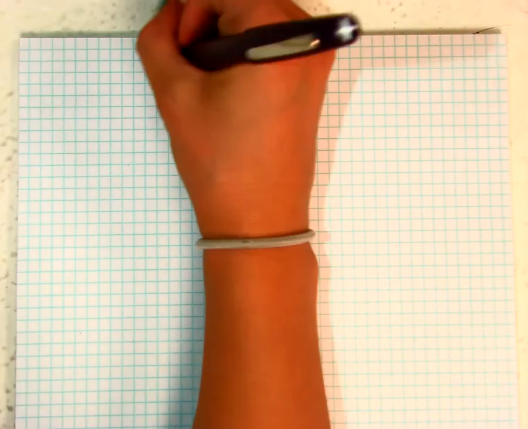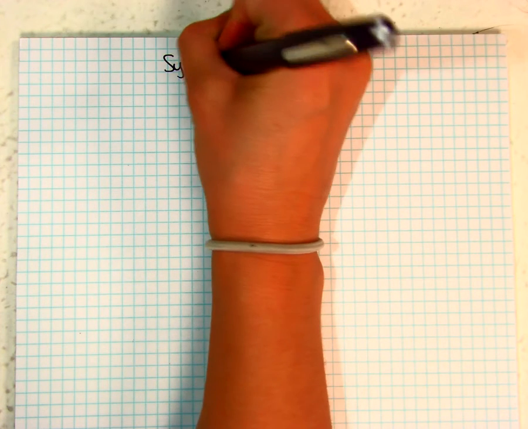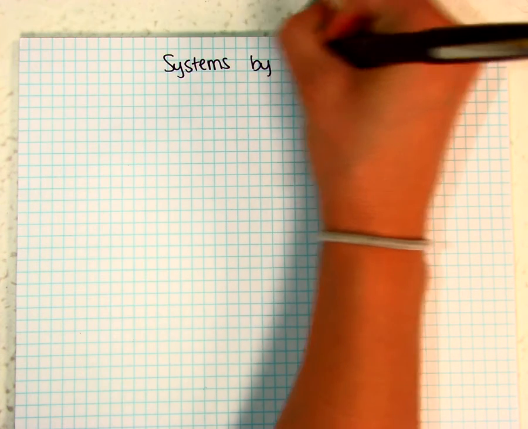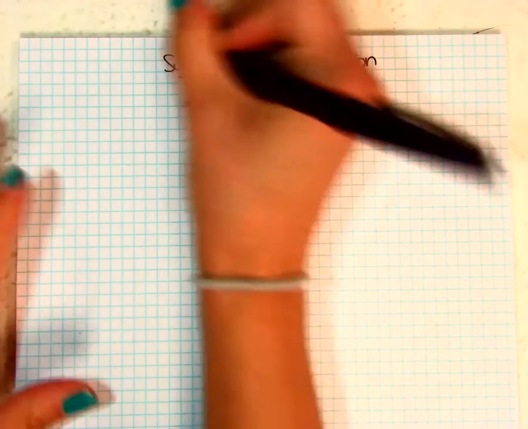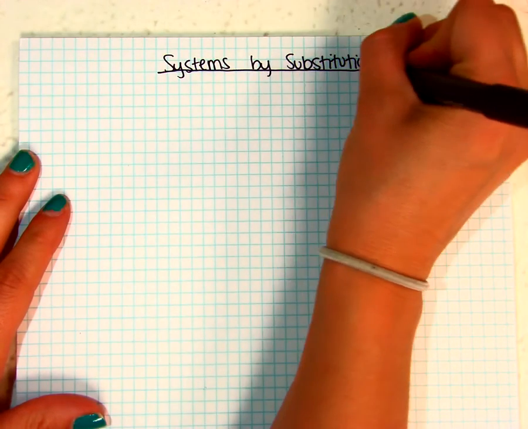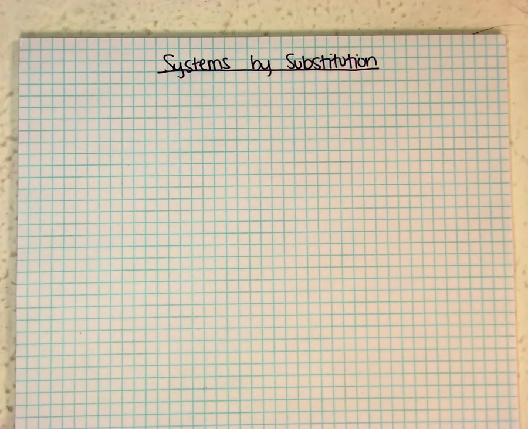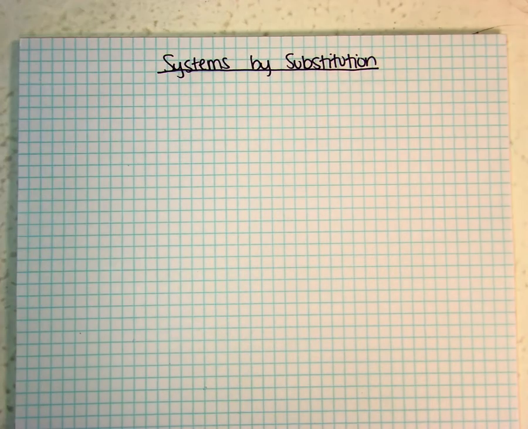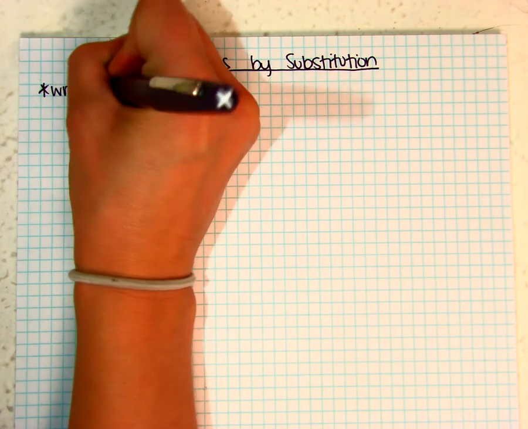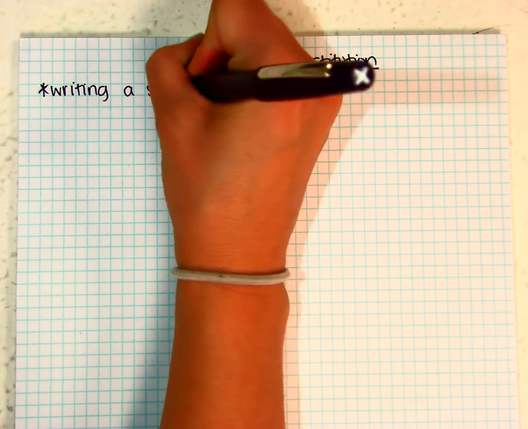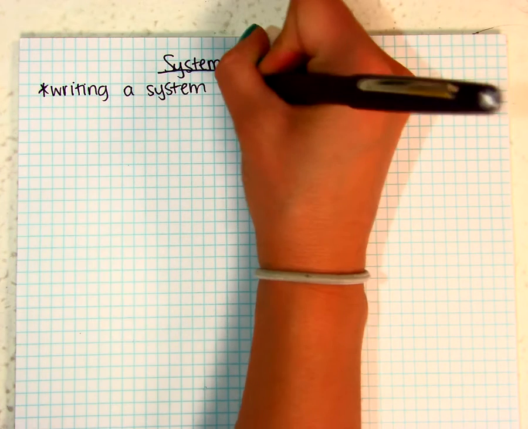So you've learned how to do systems of inequalities and systems of equations by graphing. Now we are going to do systems by substitution. Okay, you guys are pretty good at substituting regular numbers, but now we're going to substitute equations, all right? So let's quickly go over how to write a system from context.